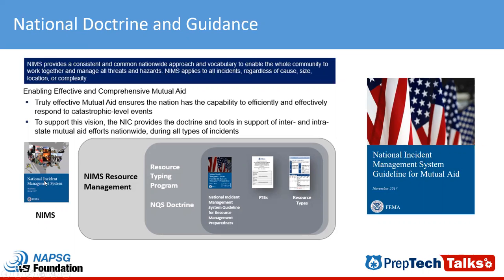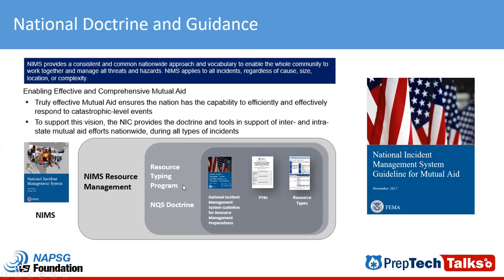So I provided here just a really quick recap. Our core doctrine that we rely on to guide us on this is the National Incident Management System. And then within NIMS, there's a whole component focused on resource management. And there's some specific guidance within that doctrine for truly effective mutual aid operations across the nation and as events scale into catastrophic level events.